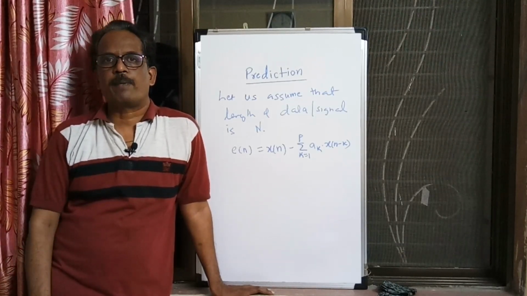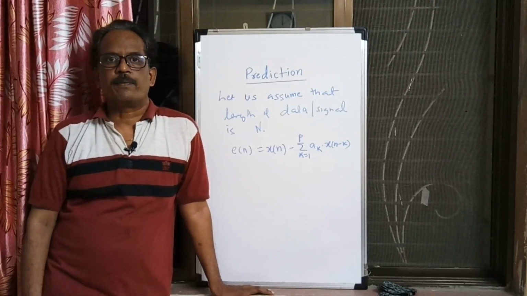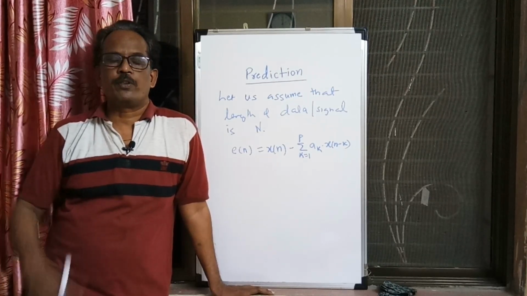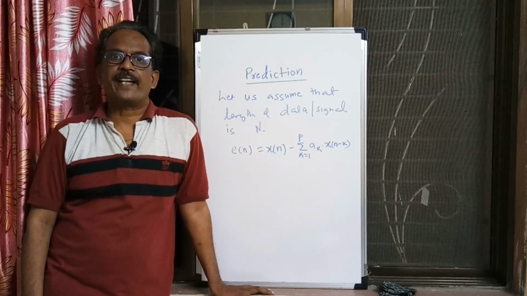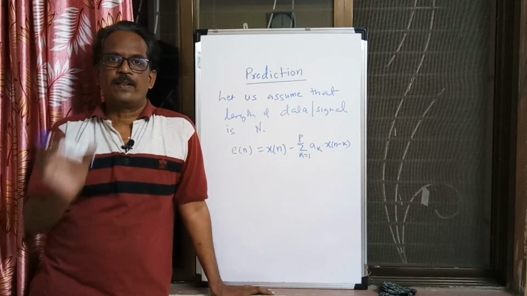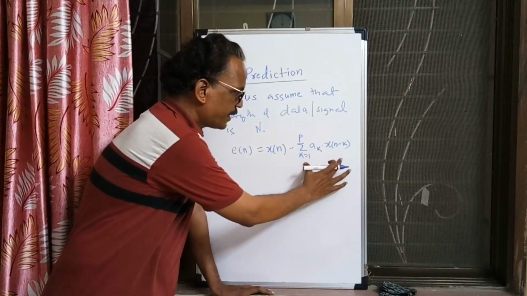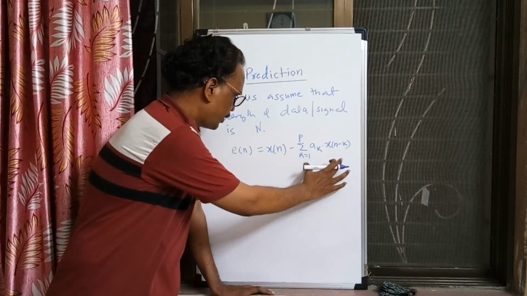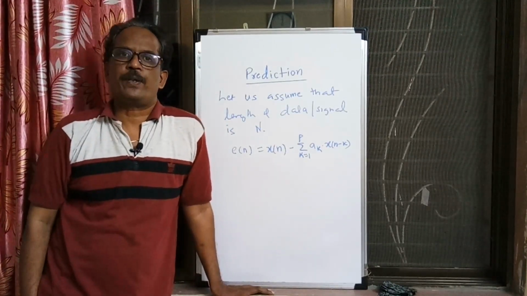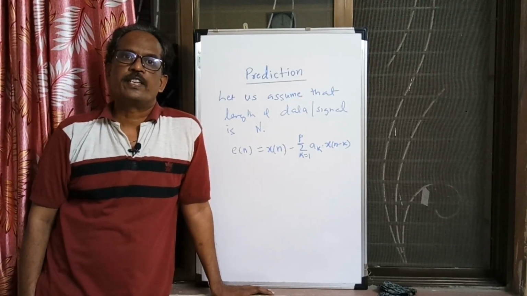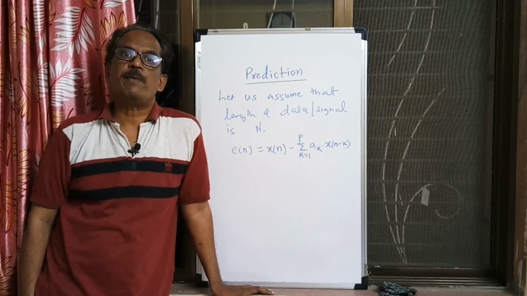x of n minus p, again a past pth sample. So using these past p samples, I would like to find x of n. Then this part is called the estimate of x of n. While finding this estimate of x of n, I have to see that the error is minimum.